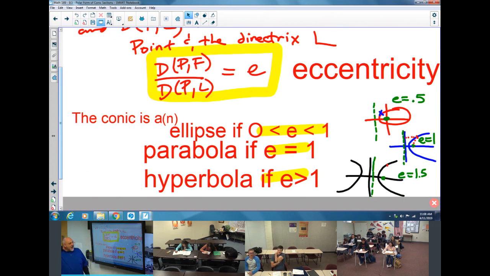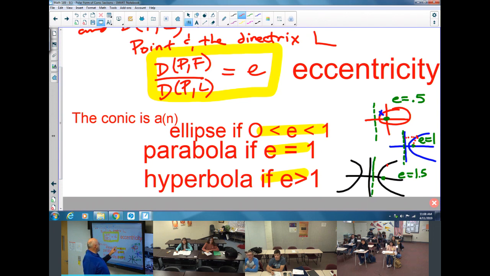When you calculate the eccentricity, the conic is an ellipse if the eccentricity is between 0 and 1. Now, this is just how the book has it organized, but I would probably add another one. What if E is actually equal to 0?